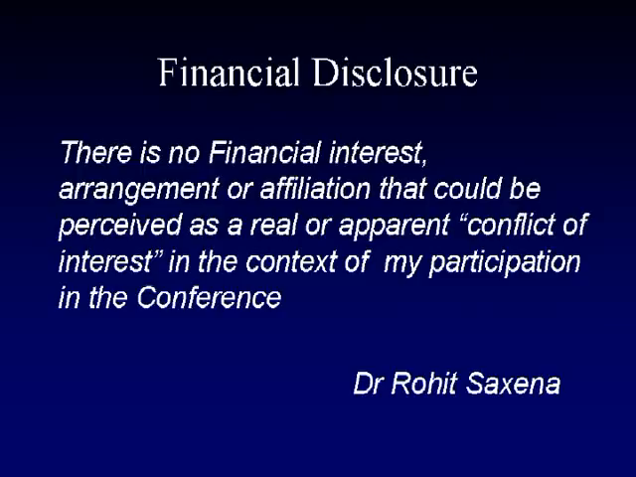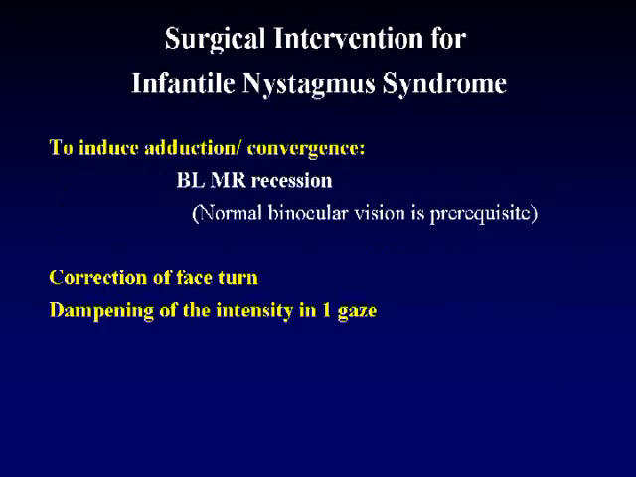It's important that normal binocular vision is good, and you can even try it with prisms preoperatively to ensure that the results are as per what you want. For the correction of face turn, you have numerous alternatives: the Kestenbaum procedure, the Anderson's, and the augmented Anderson's. And for dampening of the intensity in the primary gaze, you have supramaximal recessions of all four recti and the four recti tenotomies by Hertel-Deloso.